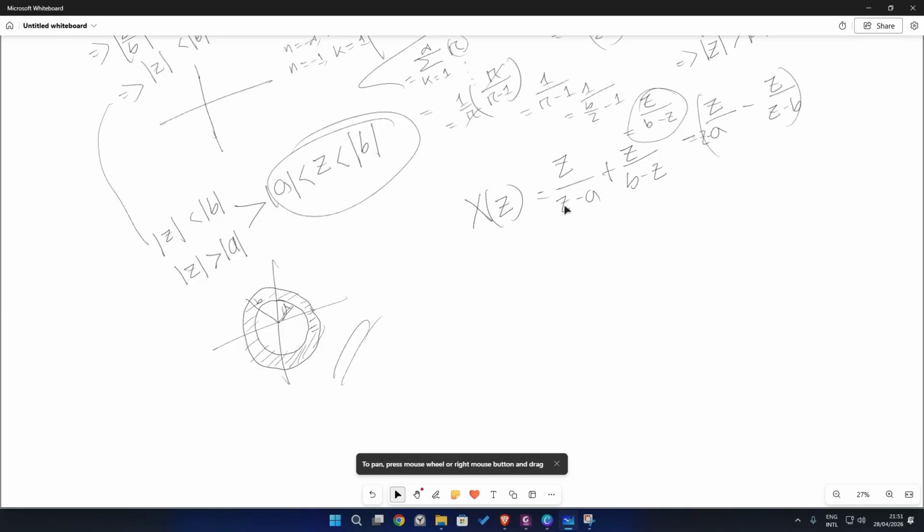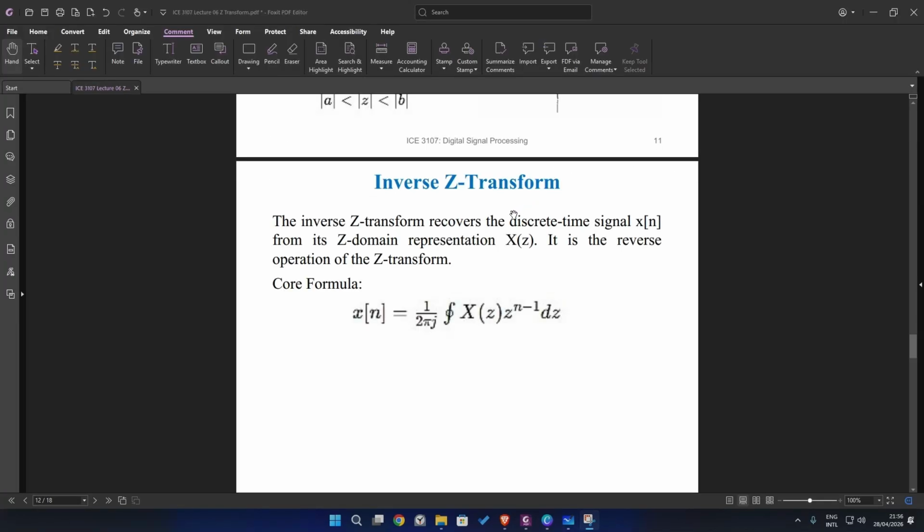So this is the solution, this is the Z transform, and this is the ROC. Now we are stepping into a new topic, inverse Z transform, which is inversely related to the Z transform. In the Z transform we converted x[n] to X(z), and now we are converting X(z) into x[n] again. This is the core formula: x[n] equals 1 by 2 pi j, contour integral of X(z) z to the power n minus 1 dz.